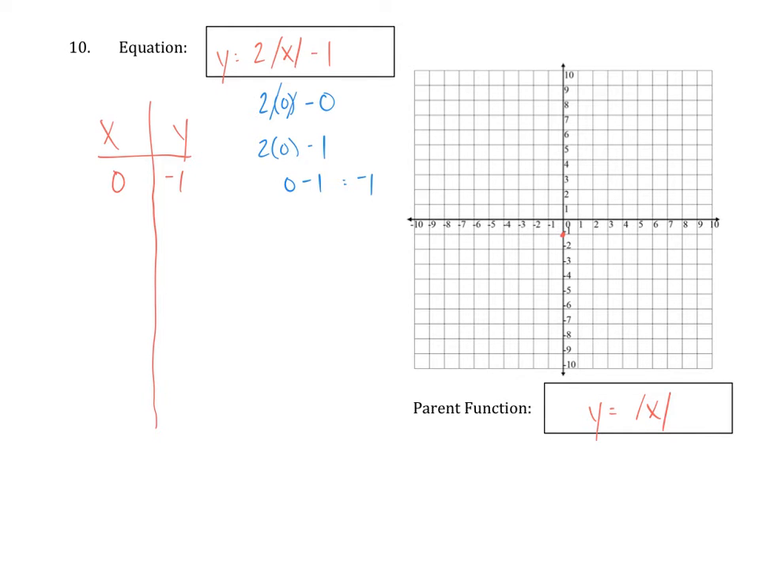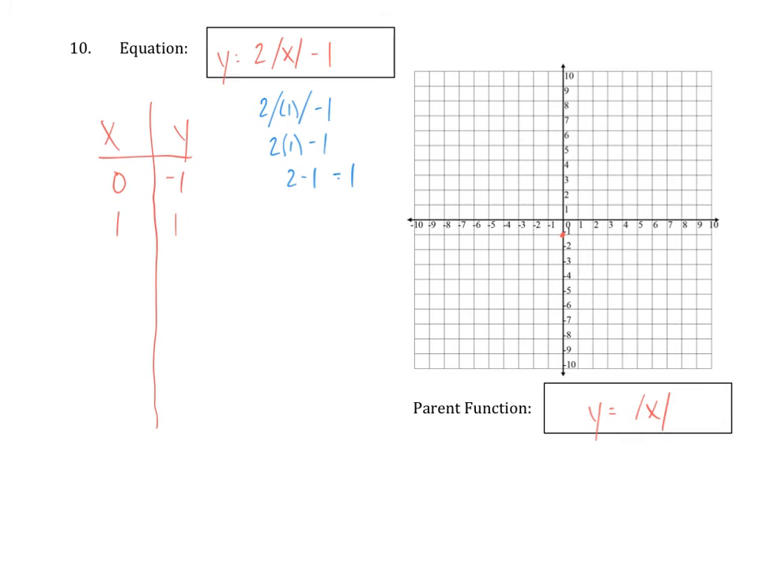All right, next up. The next easiest number, I would probably choose 1. All right, so that's going to end up being 2 times the absolute value of 1 minus 1. That's the same as 2 times 1 minus 1. 2 minus 1 is 1. So the point 1, 1.